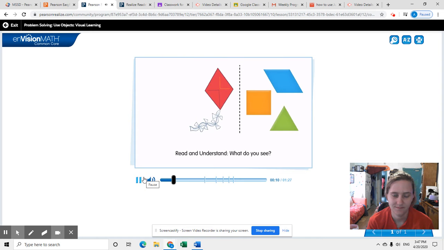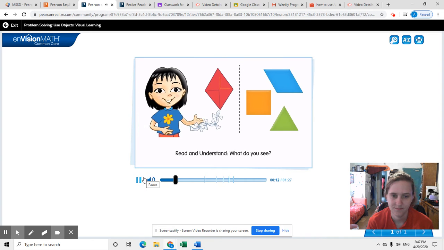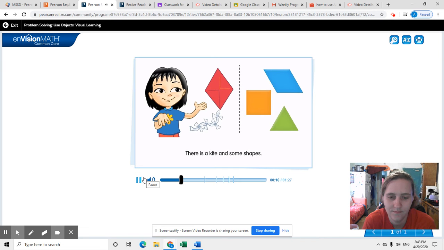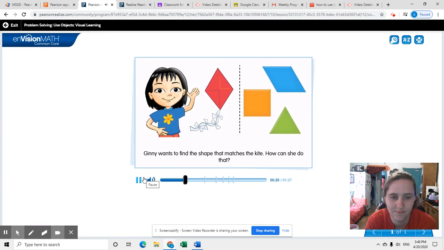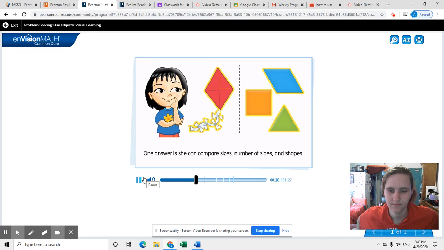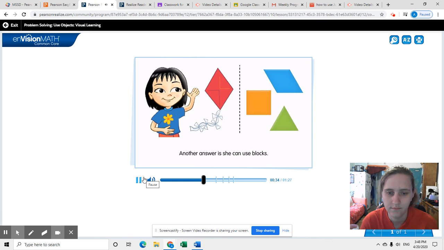Read and understand. What do you see? There is a kite and some shapes. Ginny wants to find the shape that matches the kite. How can she do that? One answer is she can compare sizes, number of sides, and shapes. Another answer is she can use blocks.